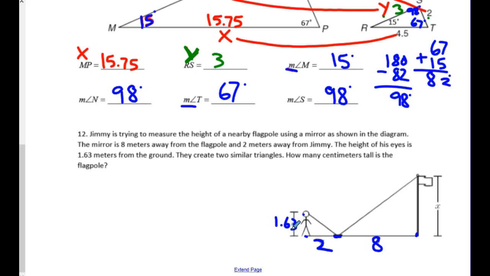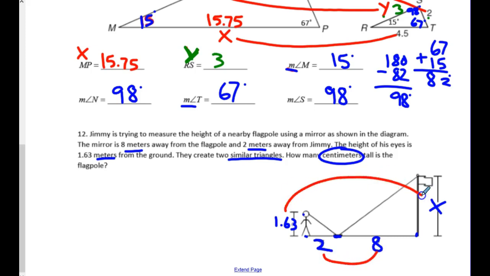They create two similar triangles. How many centimeters tall is the flagpole? Okay? So we're going to be looking for X. Now, I just want you to know, all these numbers were done in meters, and we're going to try to find it in centimeters. So let's do that. Okay? Let's set up our two fractions. 2 goes to 8, 1.63 goes to X. 2 over 8 equals 1.63 over X.